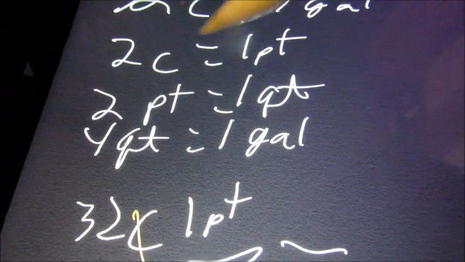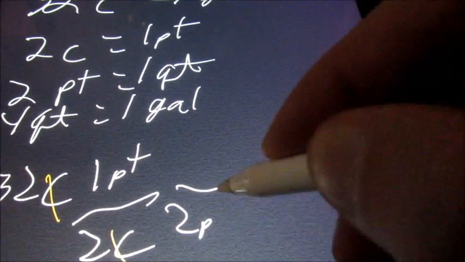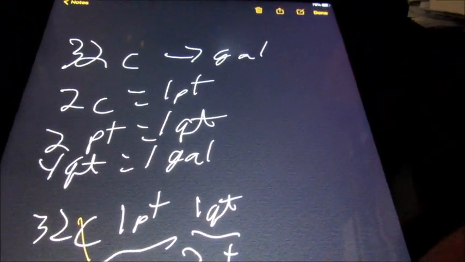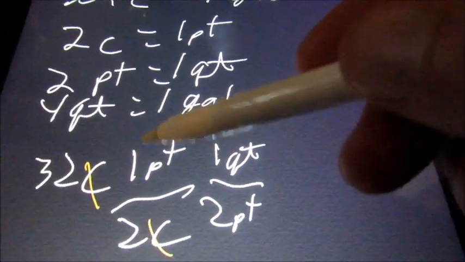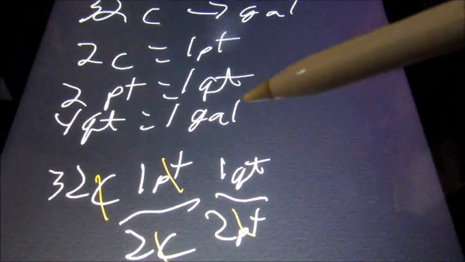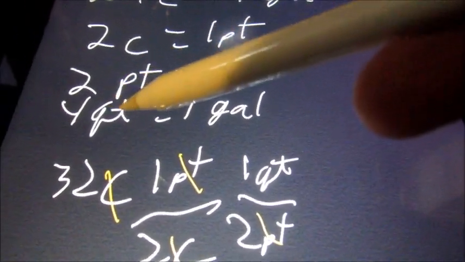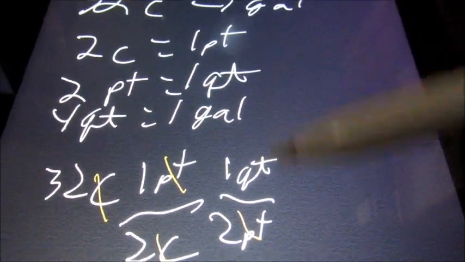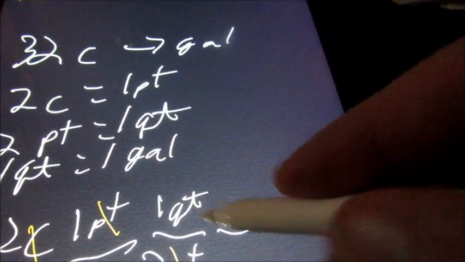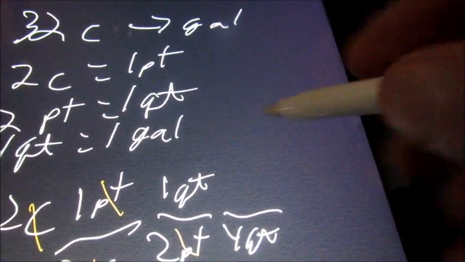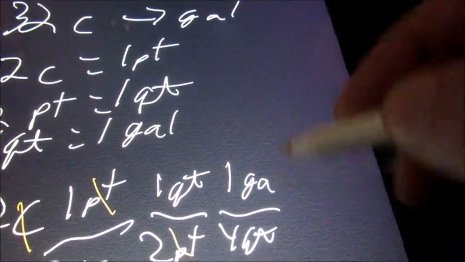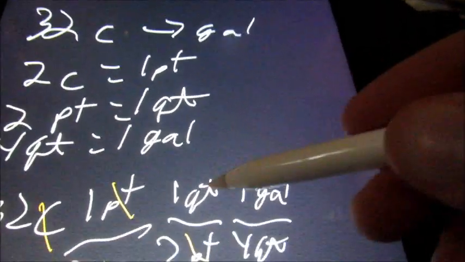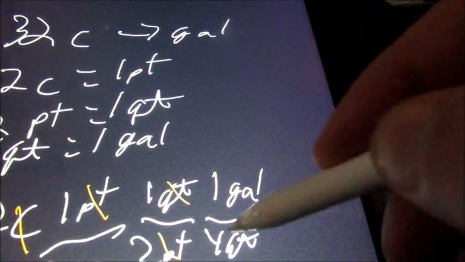So I can say that 2 pints equals 1 quart. So since I have pints on top, I'm going to put 2 pints on bottom and 1 quart on top. And I can cancel my pints because I have pints on top and pints on bottom. Next, I need to change my quarts into gallons, and I know that 4 quarts equals 1 gallon. I have quarts on top, so that means I need to put quarts on bottom. So 4 quarts on bottom, 1 gallon on top. I have quarts on top, quarts on bottom, so those cancel.